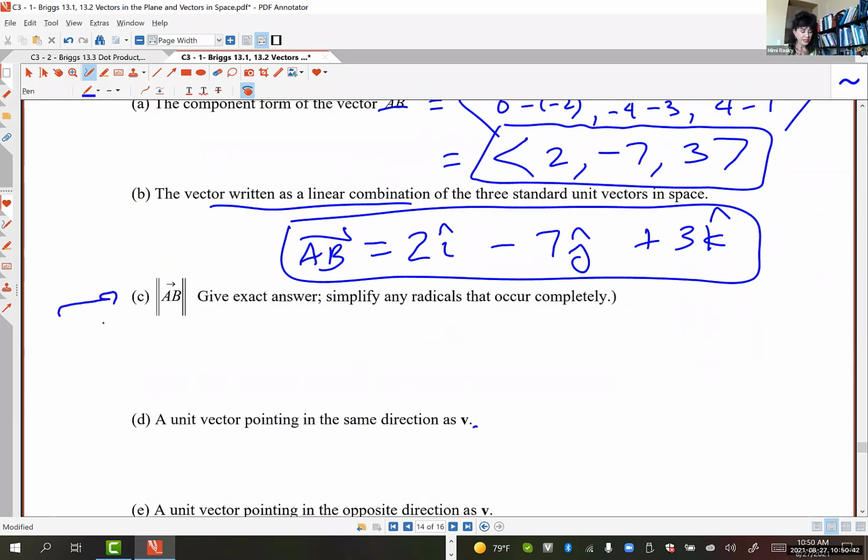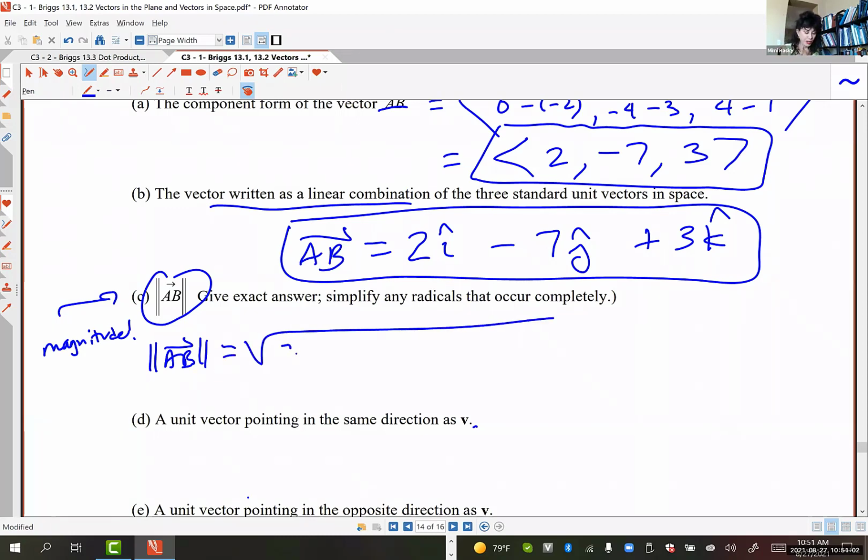Okay, letter C, they want that. What the heck is that? What do those double bars mean? Anybody remember the notation? Magnitude? Yeah. Magnitude. Okay. So good news, it's easy to get that magnitude when you already have the component form. You're just going to go the square root of the sum of the squares of the components.